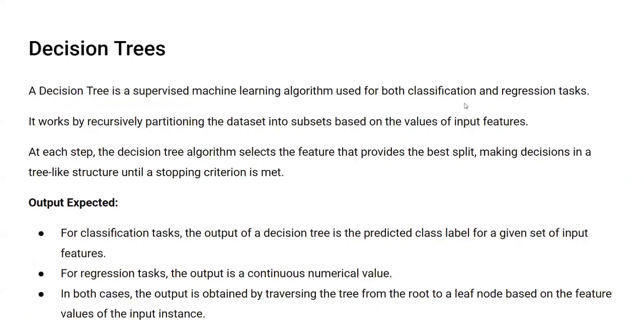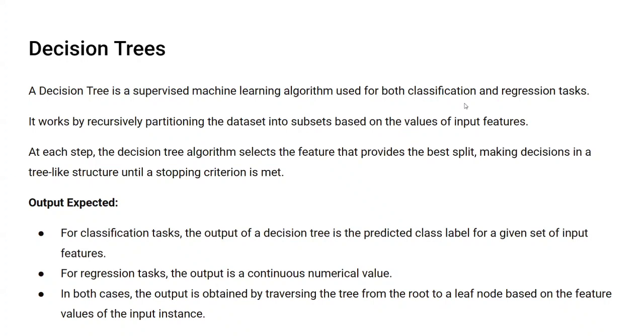Decision trees. A decision tree is a supervised machine learning algorithm used for both classification and regression tasks. It works by recursively partitioning the dataset into subsets based on the values of its input features. At each step, the decision tree algorithm selects the feature that provides the best split, making decisions in a tree-like structure until a stopping criterion is met.